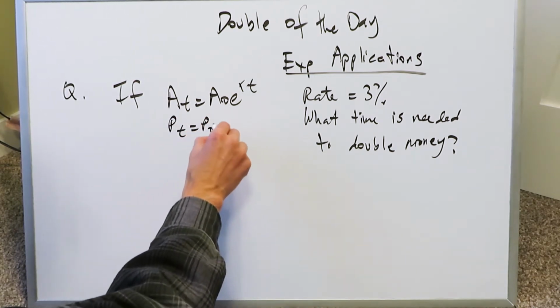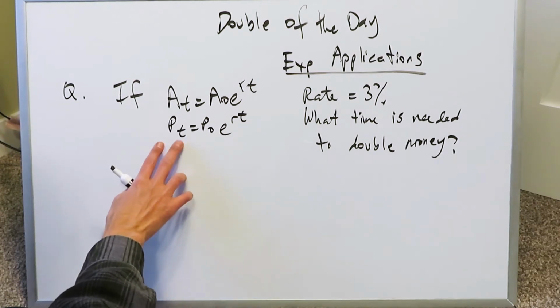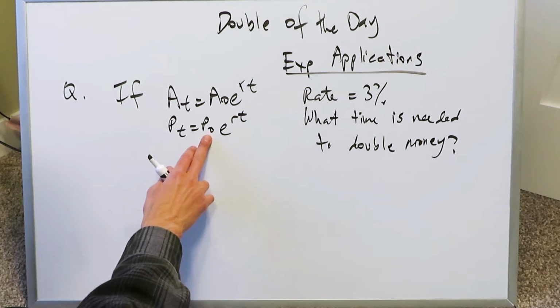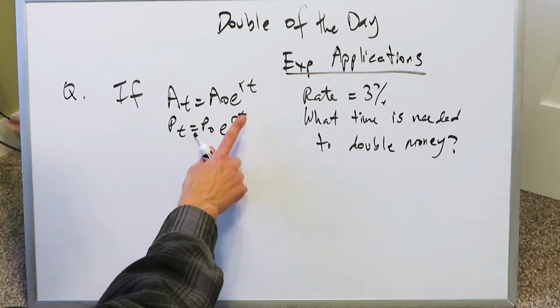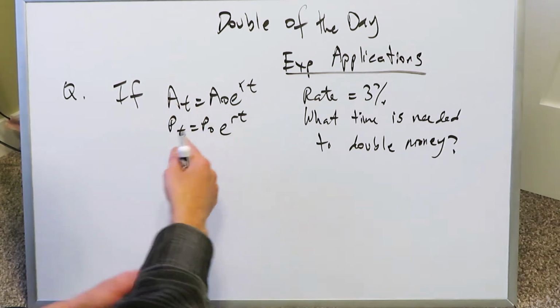P of t is equal to P0 e to the rt. Your principal, your amount of money at time t, is equal to your amount of money at time 0, your initial amount, times e to the power of rt, where P here represents the principal, or you can use A for the amount.